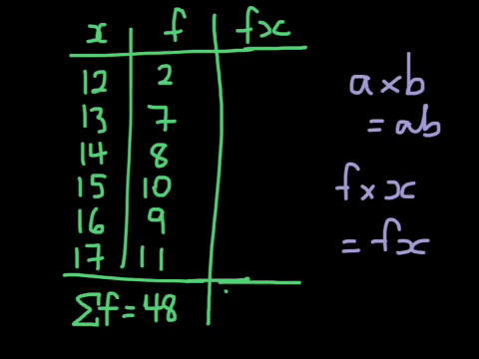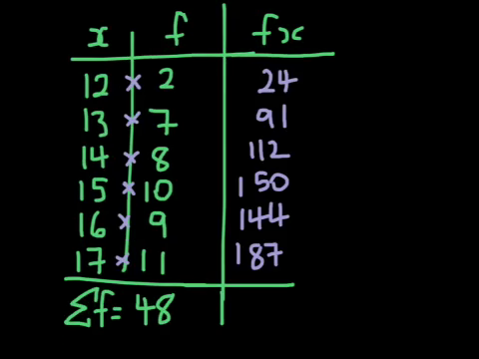Don't ask me why we don't write it as xf. We just write the f first. Maybe it's in alphabetical order. So that's what we're going to do. We're going to multiply 12 by 2, 13 by 7, 14 by 8, until I have all my fx columns added together. Here they are, all the fx scores in there.